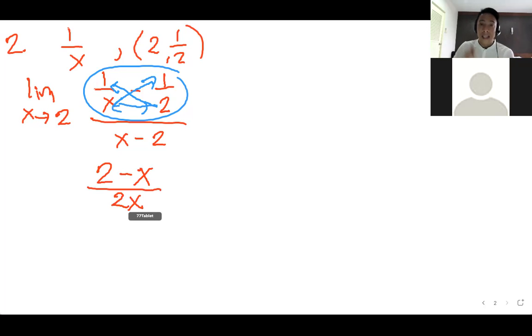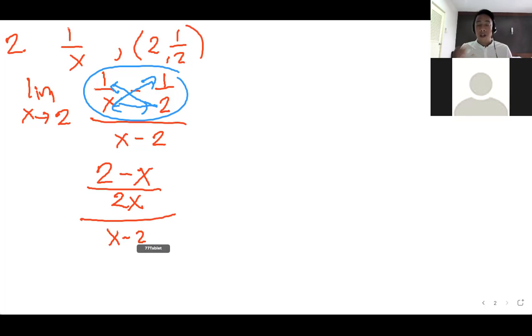So, iisang equation na lang siya. Right? It's because on the upper part, we have two equations. We have 1 over x and 1/2. Here, we only have one equation, which is 2 minus x over 2x, all over, we have x minus 2.